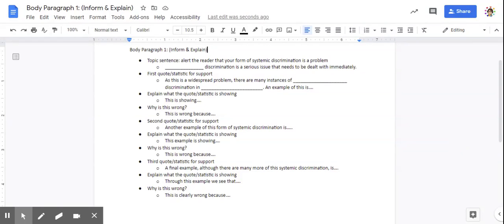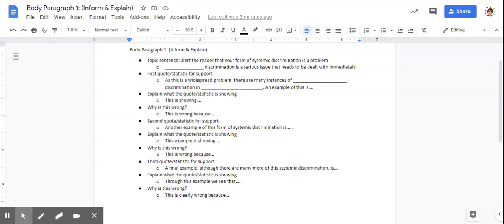Hey guys, let's talk about what you need to do for body paragraph 1. Within body paragraph 1, our writing purpose is to inform and explain. So when we inform, we're just providing the information that we gained from our research. And when we explain, we're picking apart that information that we got from our research and we're putting our own spin on it, especially explaining to our audience how this in fact does show systemic discrimination.